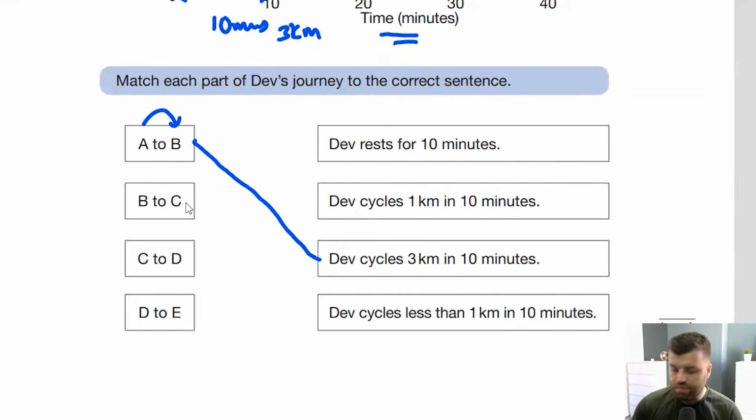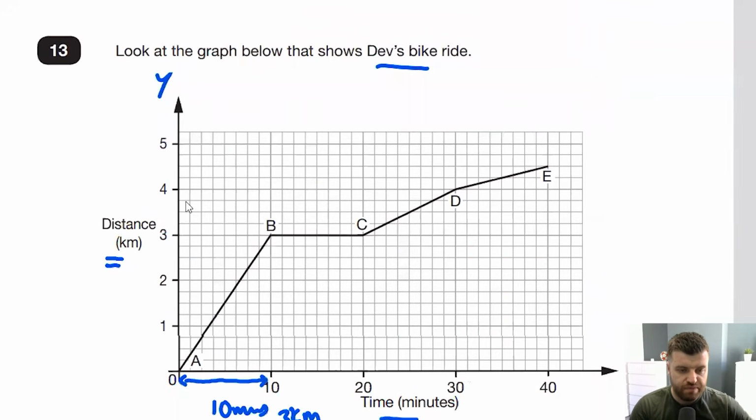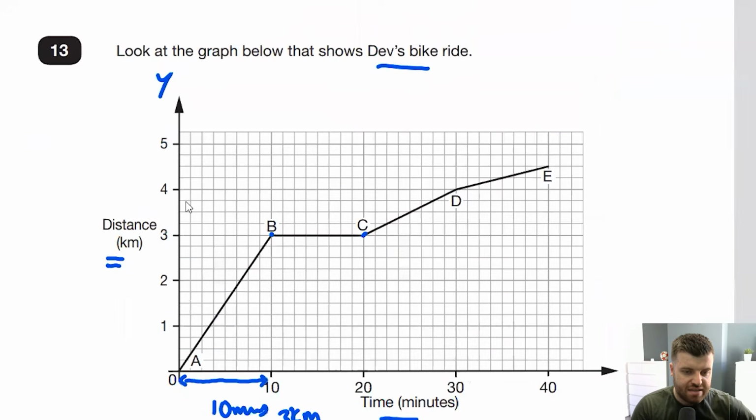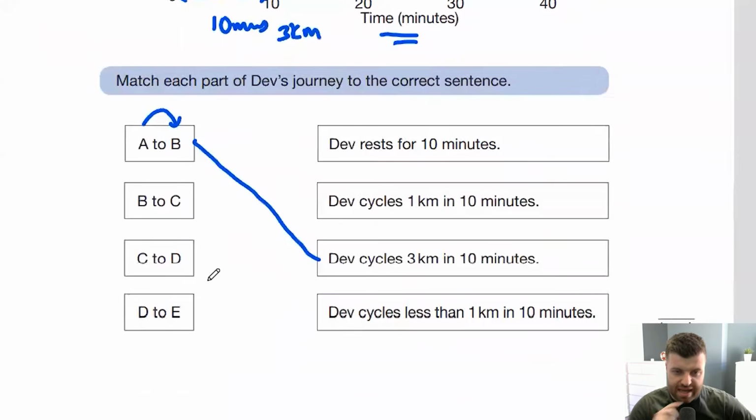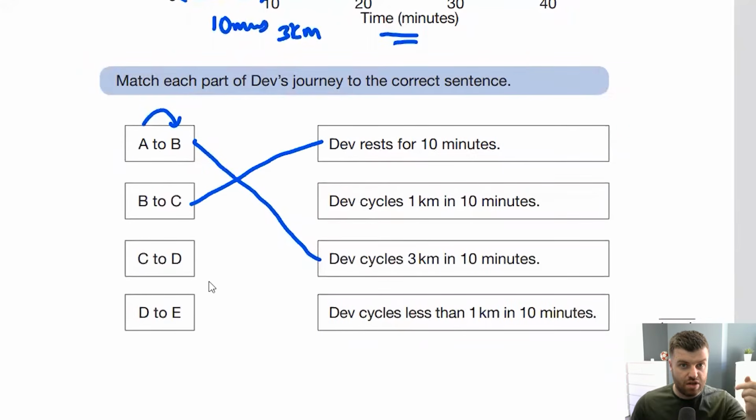Now we're going to go to B to C. I'm going to describe what's going on. From B to C, that's another 10 minutes. But how far does he travel here? He doesn't. It doesn't move at all. So he spends 10 minutes not moving at all. Let's see if there's anything that matches up to that. Dev rests for 10 minutes. Absolutely, that's what's happening there. Couple more to go, guys.